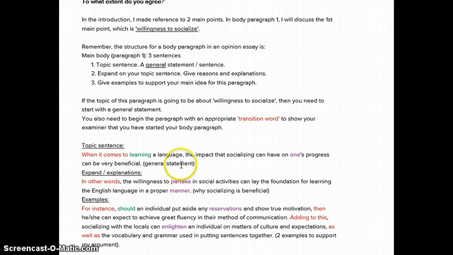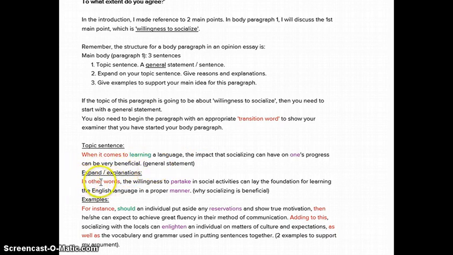This is my general statement. So in this sentence, all I've said is that when it comes to learning a language, if you can socialize with other people, that will really help you to learn the language better. Now, why have I said that? I need to expand and give explanations.